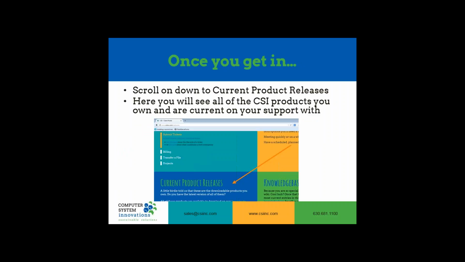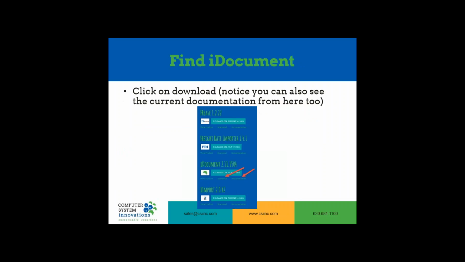Once you've logged on, go ahead and scroll down to our current product releases. You're going to see every product that you're current with support on for us. So if you don't see a product there, your support might have lapsed. And a cool thing that you'll see there is not only can you download it, but you can also get the latest documentation. So if you go out there and you say, hey, it looks like the version's different, I'd like to know what they added.